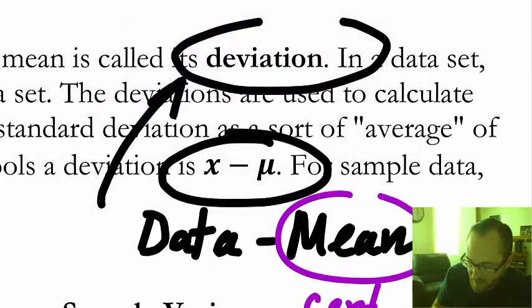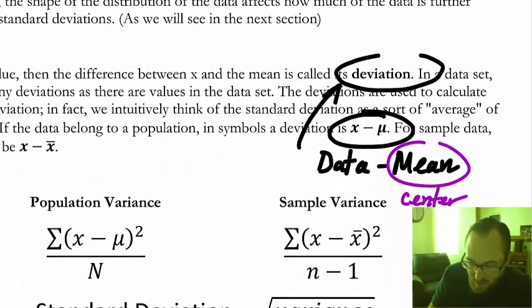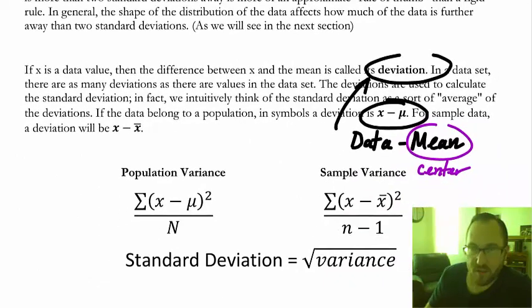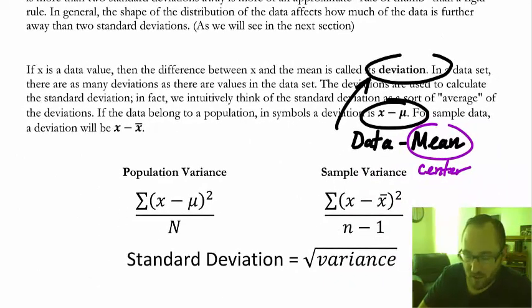Now we could use any type of center of measure. We could use the mode, the mid-range, but we use the mean because it's the most arithmetic in its calculation. So there are other formulas that use something different than the mean, like let's say the median.